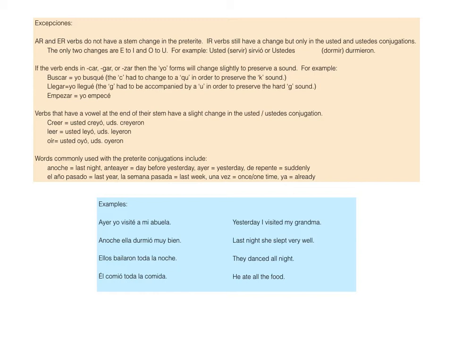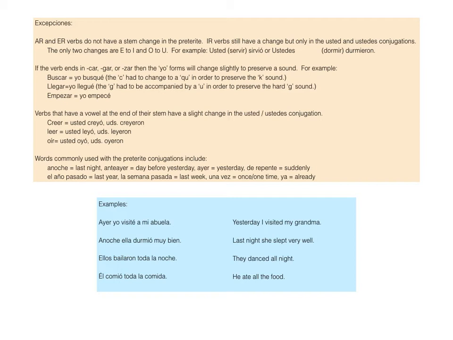Okay. If the verb ends in car, gar, or zar, then the yo forms will change slightly to preserve a sound. For example, buscar, in order to preserve the hard K sound, we would end up with yo busqué. The C had to change to a QU in order to preserve the hard K sound. Llegar, yo llegué. The G had to be accompanied by a U in order to preserve the hard G sound. Otherwise, the G would make a soft, kind of an H sound. If we have a G followed by an E, then the G makes an H sound. Empezar, Z changes to C.